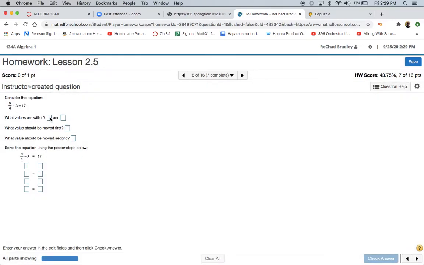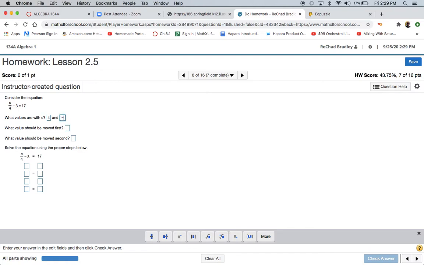C over 4 minus 3, the values with C are 4, and remember that is a negative 3. The first value that should be moved is the negative 3. The second value that should be moved is the 4. So following this plan, in order to move this negative 3, I will add 3 to both sides. That's gone. C over 4.